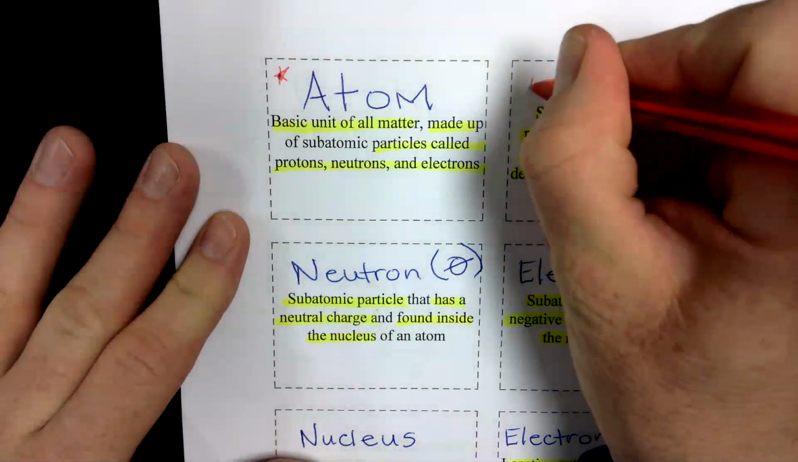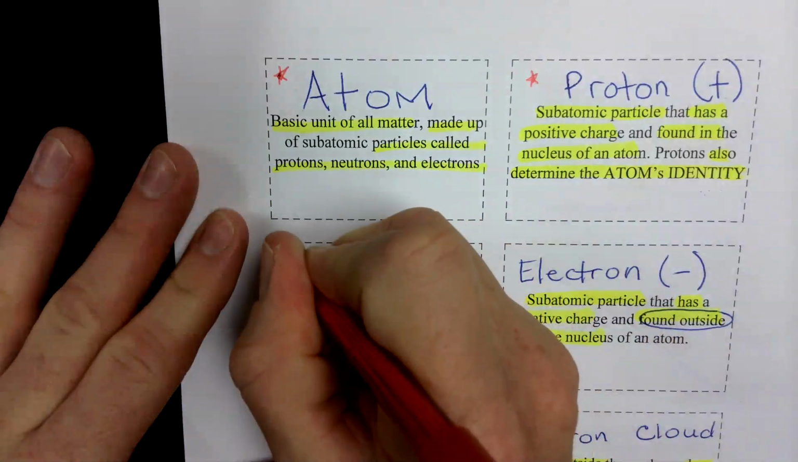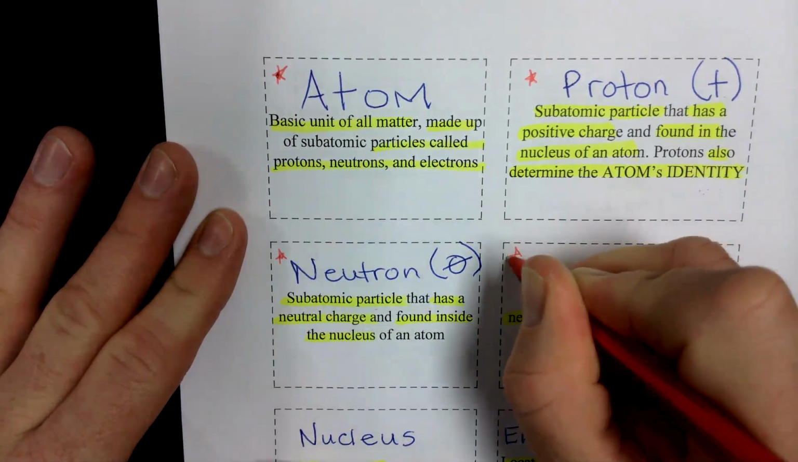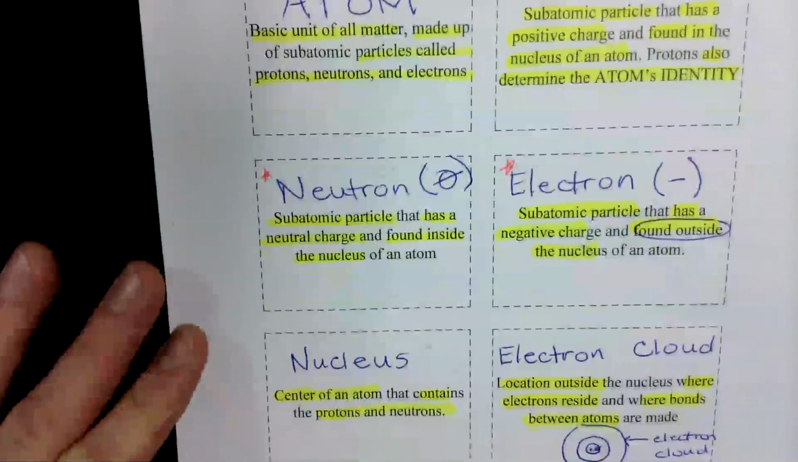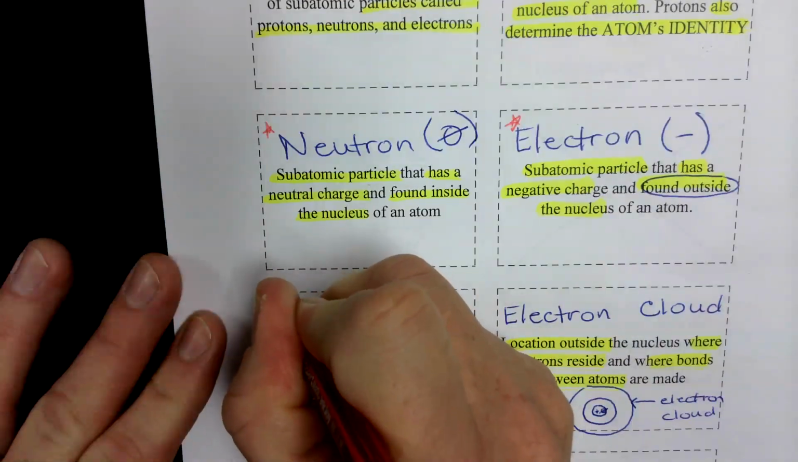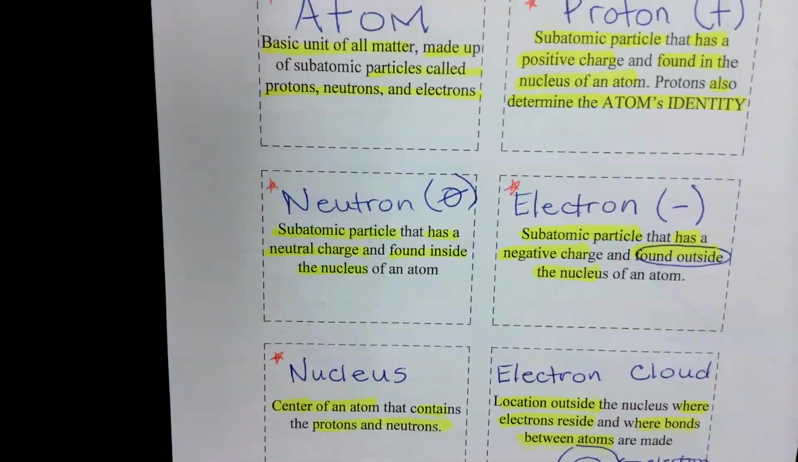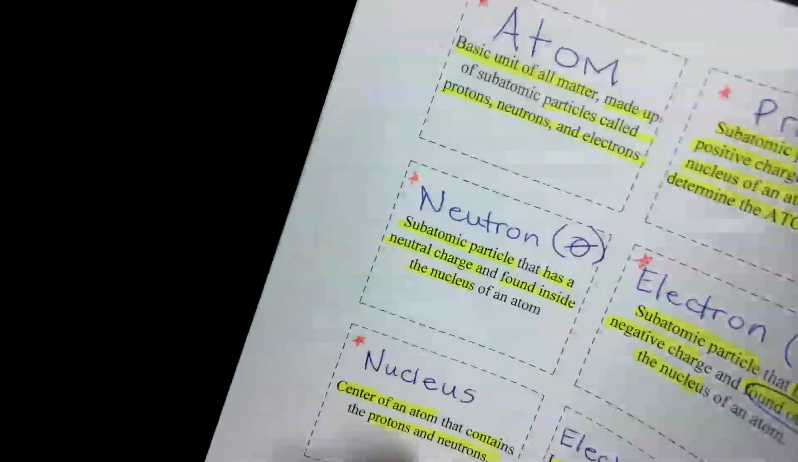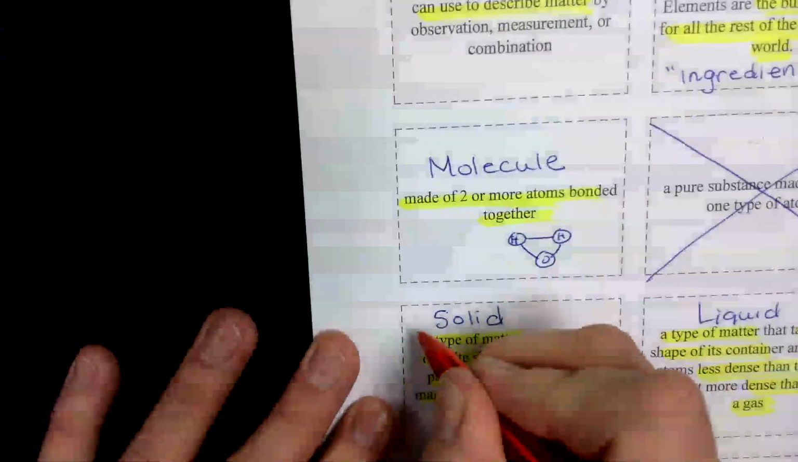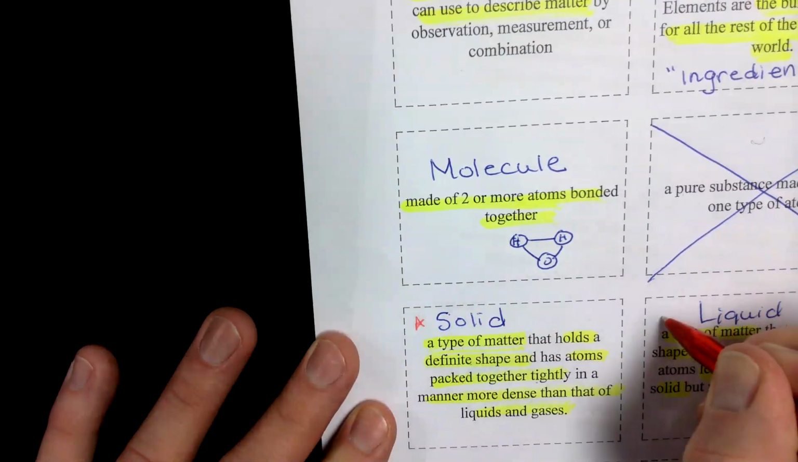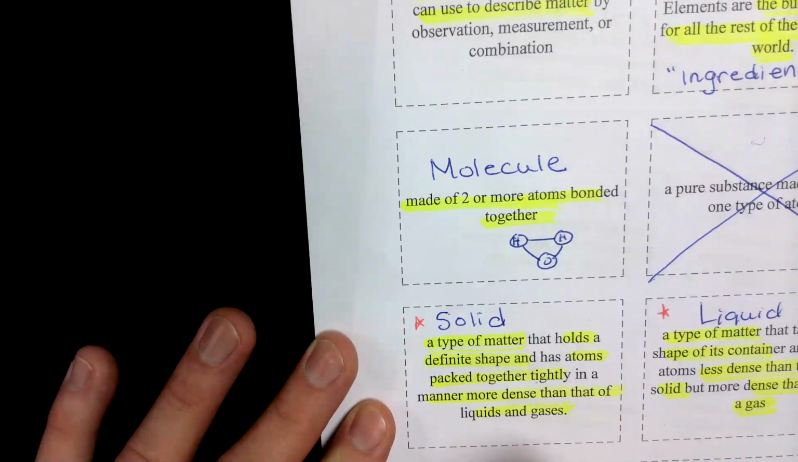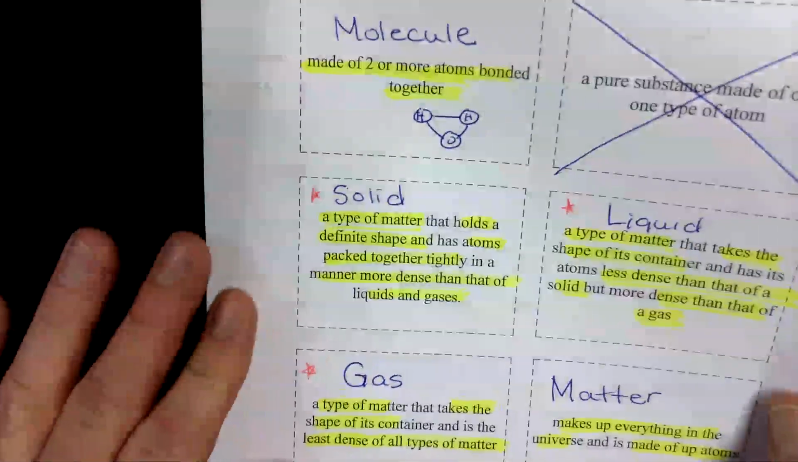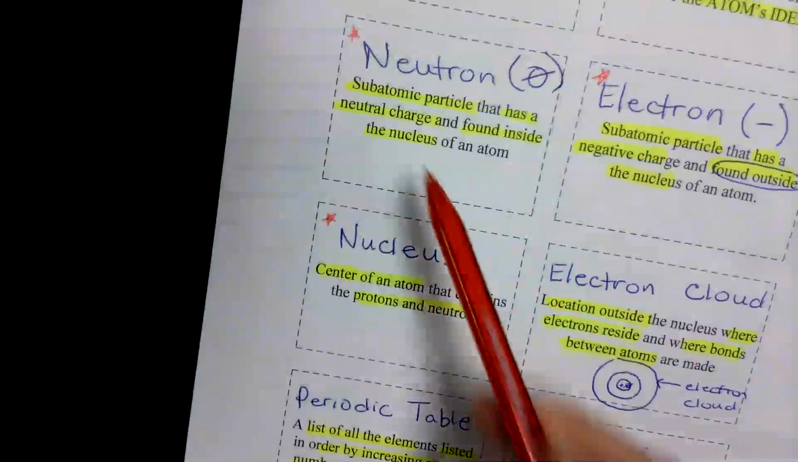Atom, proton, neutron, electron, nucleus, and then on your next page, solid, liquid, and gas. Let me get your sheet real quick. Solid, liquid, and gas. Oops, sorry, you can't see that. Stars by those, I believe that's 8. 1, 2, 3, 4, 5, 6, 7, 8. 8 of them.